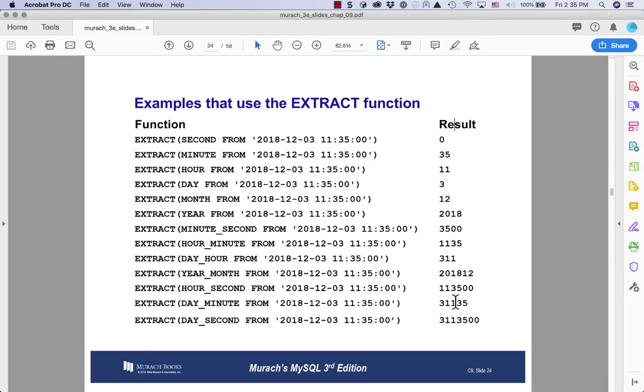this gives you the number of the day, day 311. What does it? This is 1203. Day_hour. Let's just think of that. Where's day? This is day three of the week. So this is day three of the week. Okay, that's where three is coming from. 11 is the hour and 35 is the minutes.